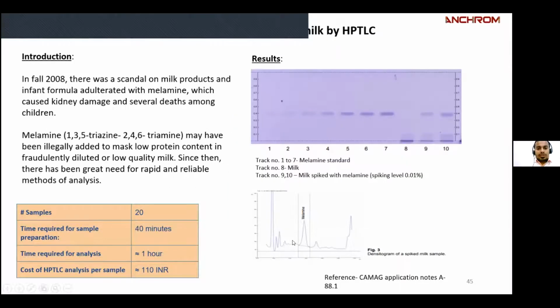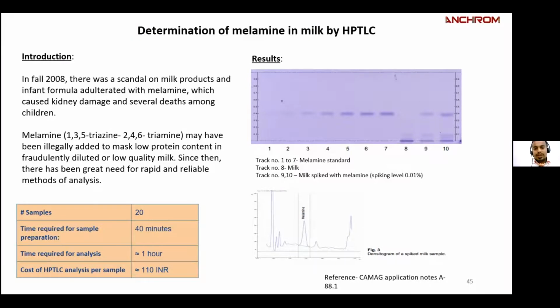Next, identification and quantification of melamine in milk by HPTLC. This is a major problem, because if the milk is pure, the protein content is proper. But when the milk is diluted to gain more profit, with respect to this dilution, the amount of protein content is reduced. So to bring that protein content into the permissible range, they add melamine.